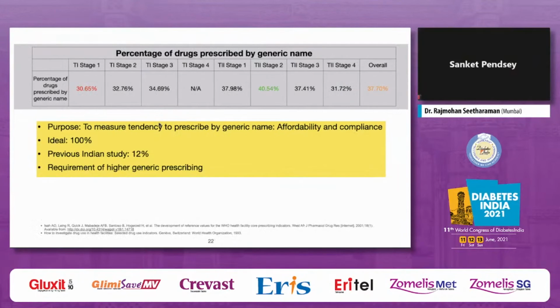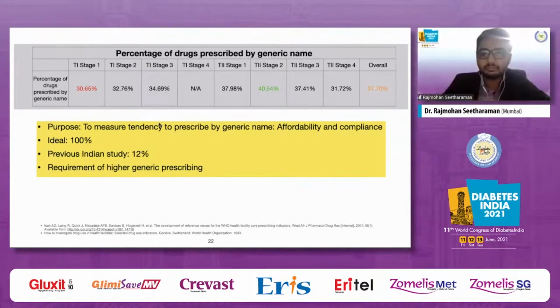Then coming to percentage of drugs prescribed by generic name. It is done to measure the tendency to prescribe a generic name to ensure affordability and compliance. Ideal value set by WHO is 100%, which is difficult to achieve. Our number was 37.70%, which is higher than a previous Indian study where it was 12%. Highest was seen in type 2 stage 2 and the lowest was seen in type 1 stage 1. And there was no significant difference between groups. Still, we feel that there is a requirement of higher generic prescribing despite being higher than a previous Indian study.